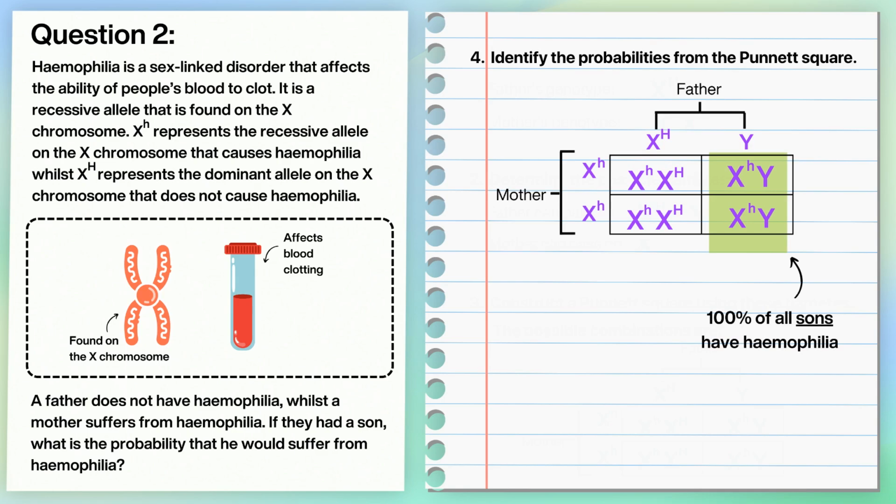As you can see, males always receive their X chromosome from their mother and Y chromosome from their father. Therefore, if their mother has an X-linked recessive disease, so is homozygous recessive, their son will always have that disease. As a result, there is also 100% chance that their daughters will be a carrier of haemophilia.